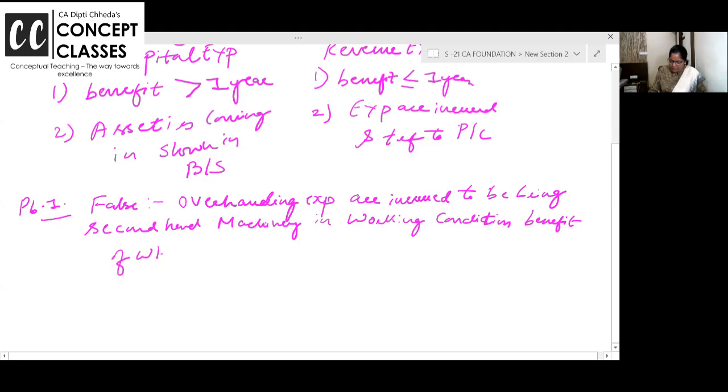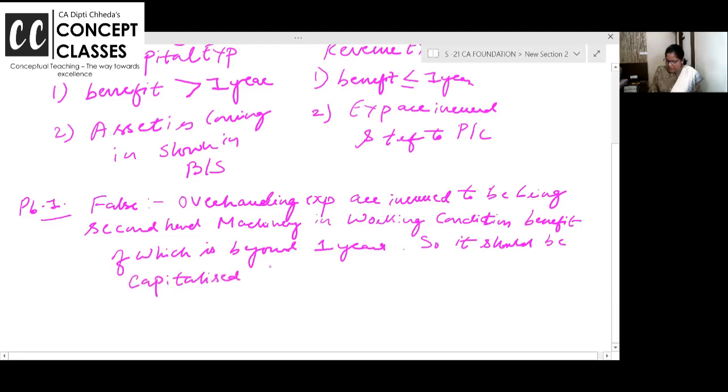Benefit of which is beyond 1 year. So it should be capitalized in books, added to the cost of the second-hand machinery. So it should be capitalized in books. All clear to all of you? I'll solve one problem, then I'll explain you some more. Capital receipts, revenue receipts.